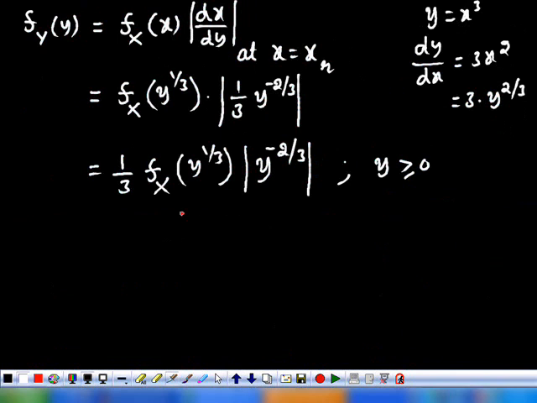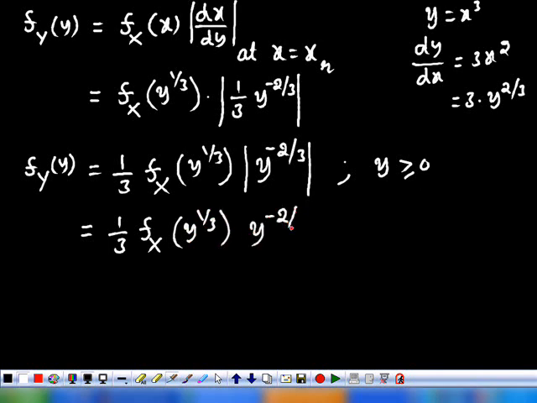this is a density function. So fY of y is equivalent to 1 by 3 fX of y power 1 by 3 and modulus of y power minus 2 by 3. And when y is greater than 0, so you can remove this modulus also. Therefore, I can write it as 1 by 3 fX of y power 1 by 3. Well, y is positive. So this is one case.